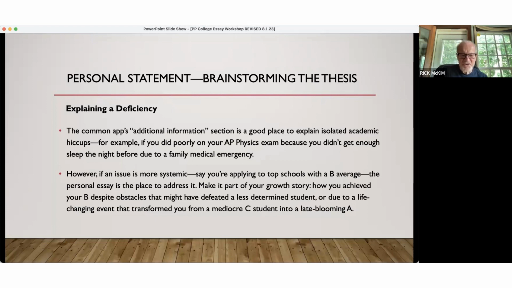So you can explain a deficiency in terms of overcoming obstacles, and if it's going to be obvious, like in this situation, if Harvard's looking at your application and it's the B average, you have to say something about that. So you turn it into your personal essay and make it a compelling personal story about how you overcame the obstacles that were in your way, or the rough start that you had for whatever reason. Perhaps your own attitude needed adjustment, and you gradually achieved that. So the B is an achievement then, and not just a blemish.